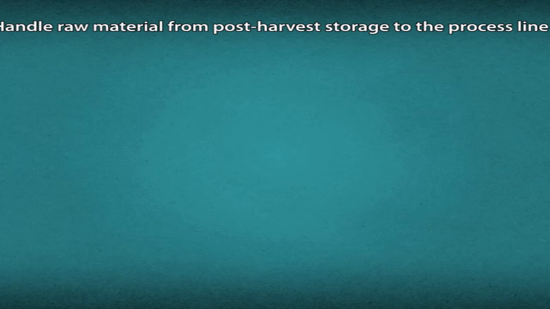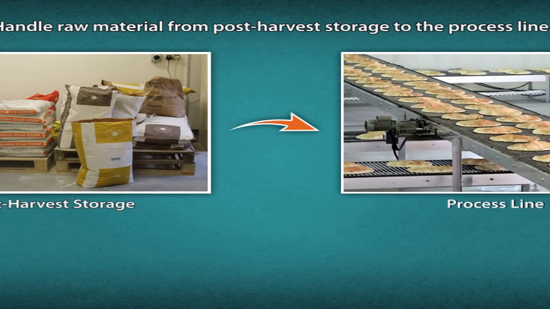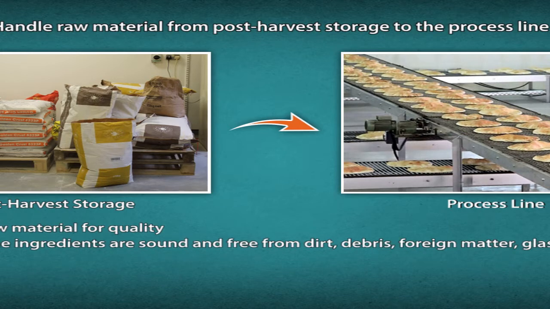Handle raw materials from post-harvest storage to the process line. Check raw material for quality. Ensure the ingredients are sound and free from dirt, debris, foreign matter, glass, and insects. Ensure minimum loss of raw materials.